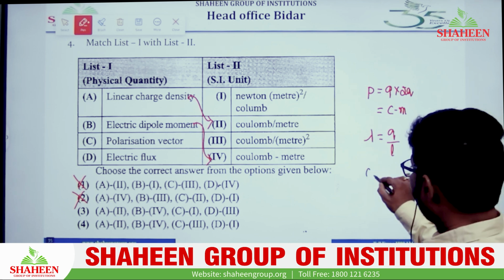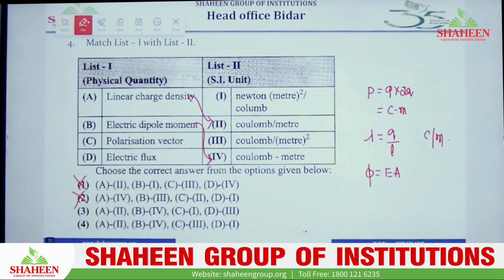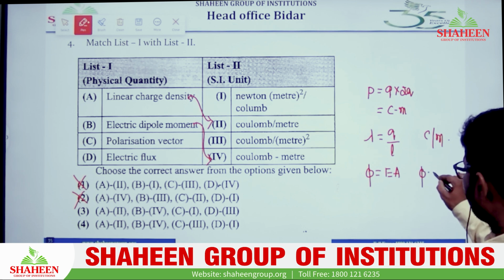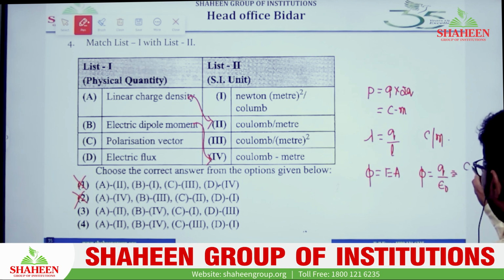Electric flux. What is the unit of flux? Flux is E into A, so the unit of flux is generally Weber. Maybe here we get 1 or 3. Coulomb per meter square we can take. Do you want it in terms of charge? Flux phi is equal to Q by epsilon naught. Q is coulomb, and what is the unit of epsilon naught?